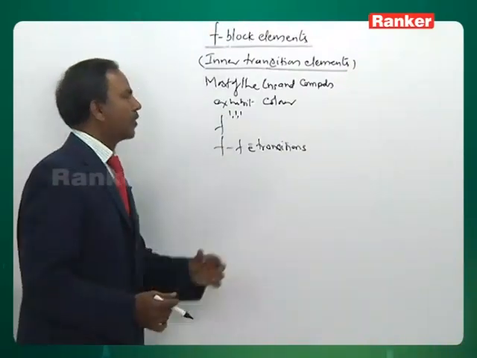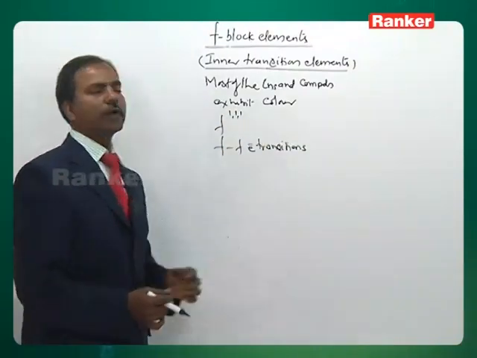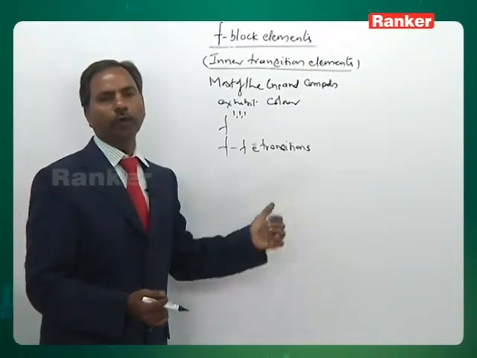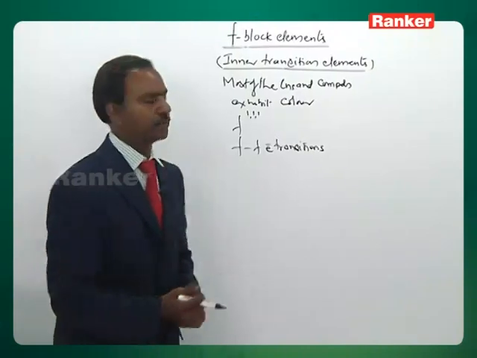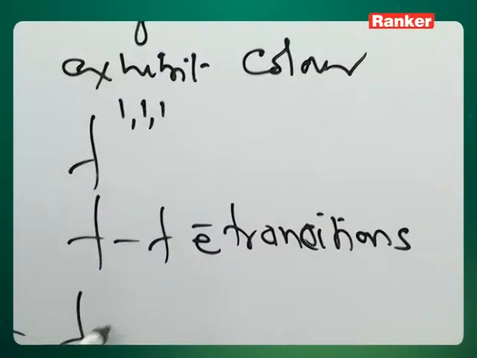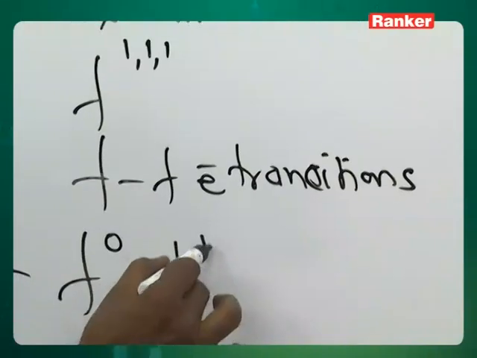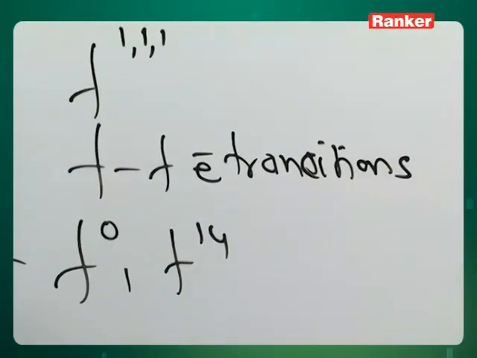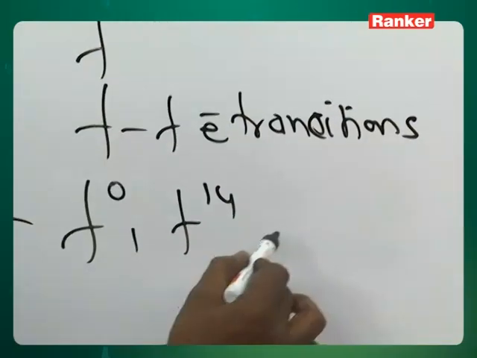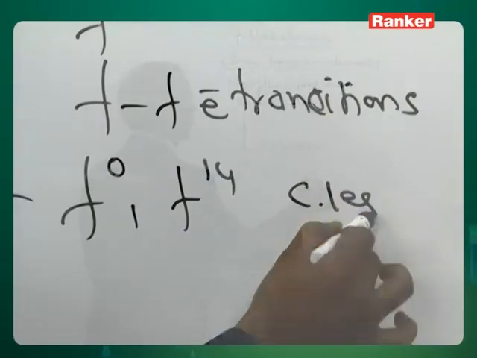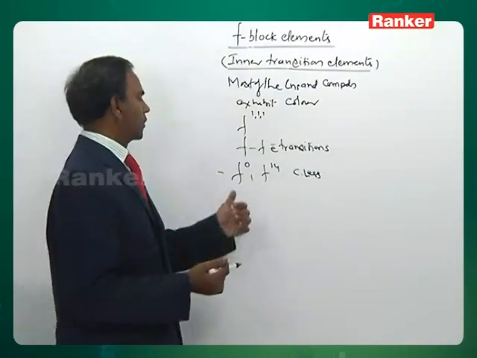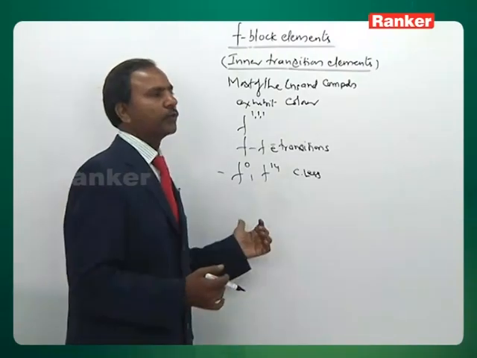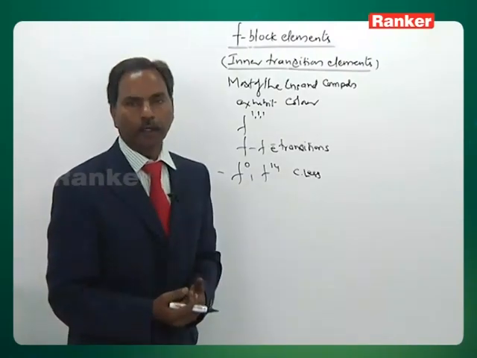Most of the lanthanides and their compounds exhibit color. It is due to the presence of unpaired electrons in f orbitals and also due to f orbital to f orbital electronic transitions. Now consider either f0 configuration or f14 configuration. They are not carrying any unpaired electrons, therefore they are not exhibiting color. These f0 and f14 electronic configurations of lanthanides are generally not exhibiting any color. They are found to be colorless.